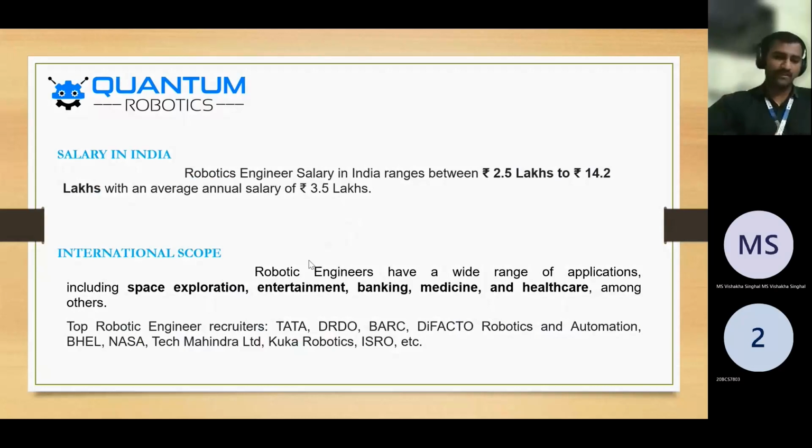You all know that. And here we have the topmost recruiting companies in India. These companies are in different sectors, so we have jobs there. It's not that a robotic engineer has to go only for robotic engineering jobs. We have different applications of robots. It has spread into multidisciplinary sectors, like space exploration, entertainment, banking, medicine, and healthcare as well. Among these we also have the defense sector, and nowadays the agriculture sector.